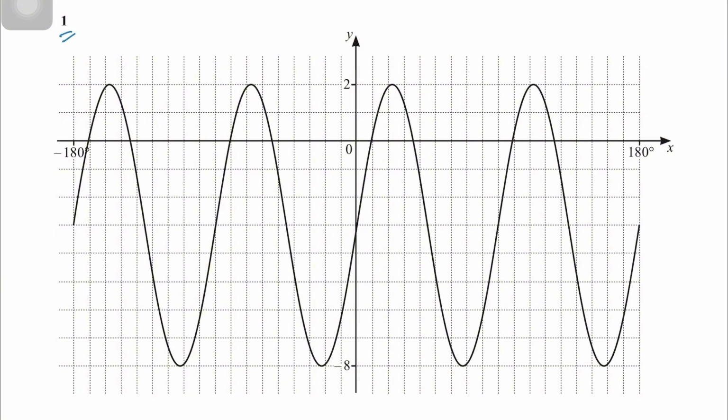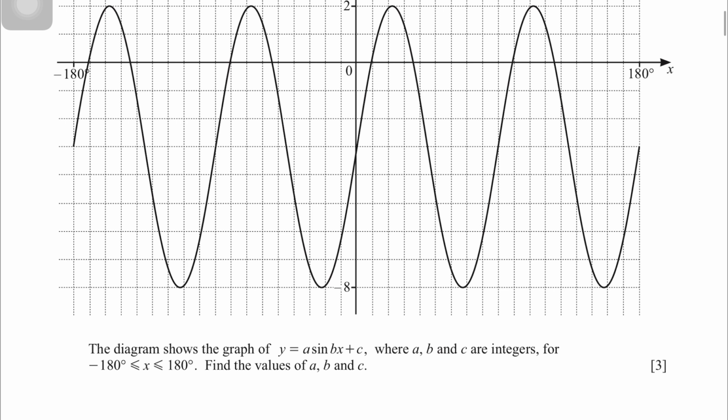Now, moving on, we have question number 1. The diagram shows the graph of y equals a sin bx plus c, where a, b, and c are integers, for negative 180 till 180 degrees. Find the values of a, b, and c.